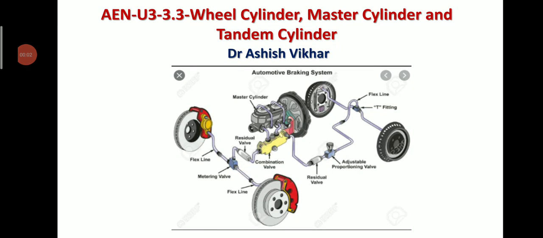Hello students. In this lecture of automobile engineering, unit number 3 and point number 3.3, we will learn about wheel cylinder, master cylinder and tandem cylinder. In the previous presentation, we learned about braking system, types of braking system like disc brake, drum brake, hydraulic brake, air brake. Now, in this presentation, we will learn about different cylinders that are used in braking system.